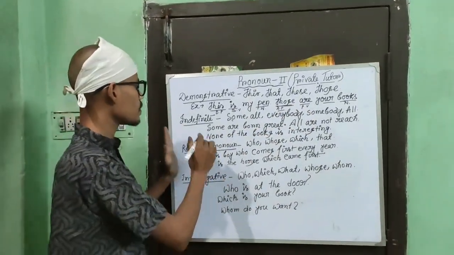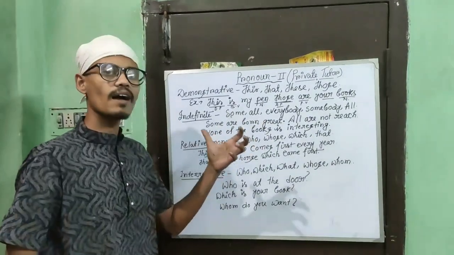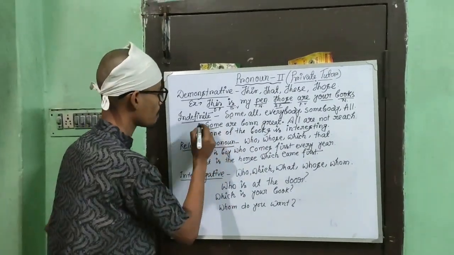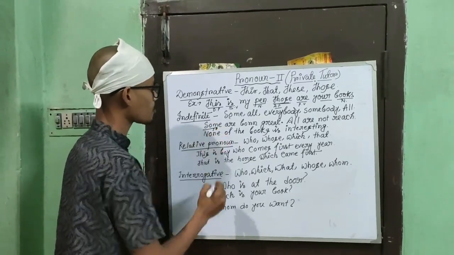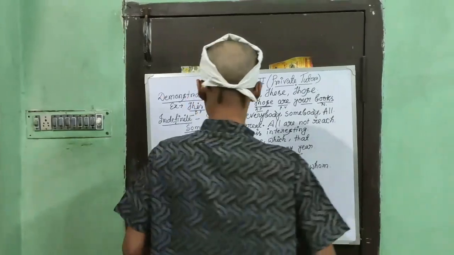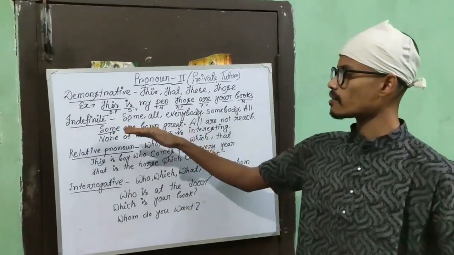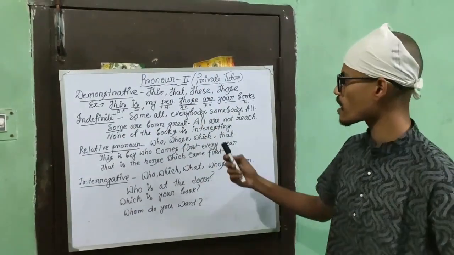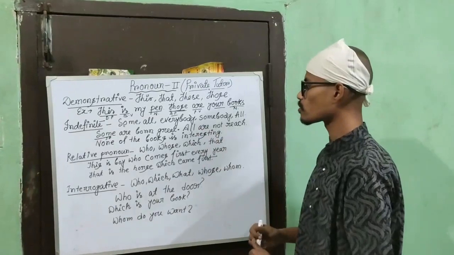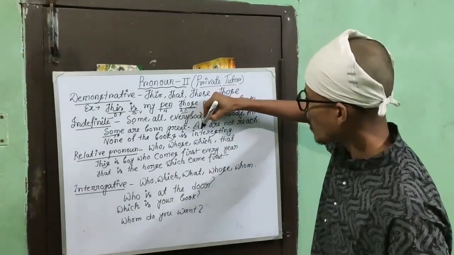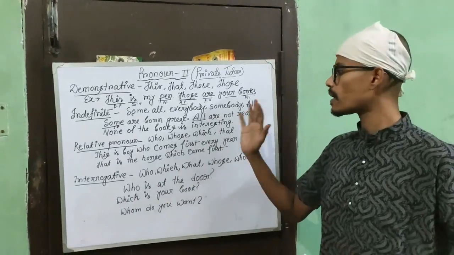So in the examples in sentences, some are born great. The word some is the indefinite pronoun because it does not suggest any particular person. Some means it could be anybody. Okay, in the next example, all are not rich. All is also an indefinite pronoun because it does not suggest anyone particularly.